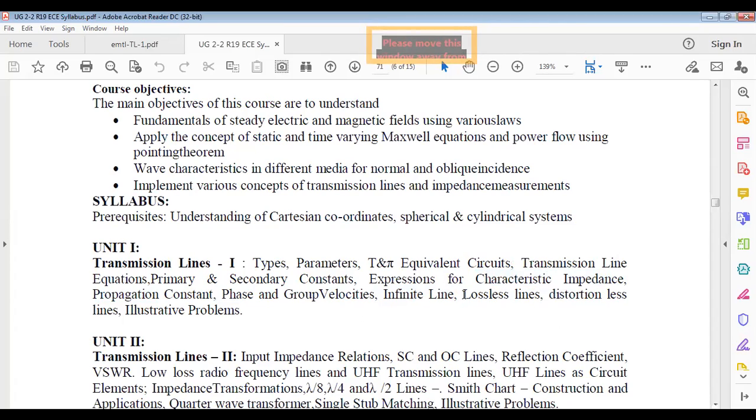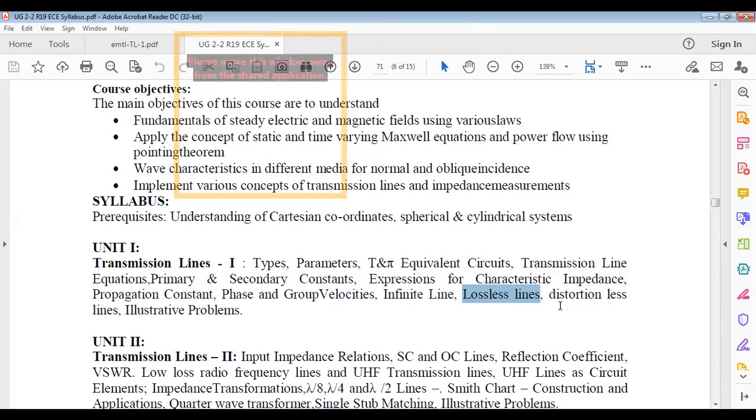And the lossless line. When the line is said to be lossless, there is no loss, meaning there is no resistance or dielectric conductance. In the primary constants, R equal to 0 and G equal to 0, then it is said to be a lossless line. That is the condition to obtain the lossless line. I will show you everything, don't worry about it.